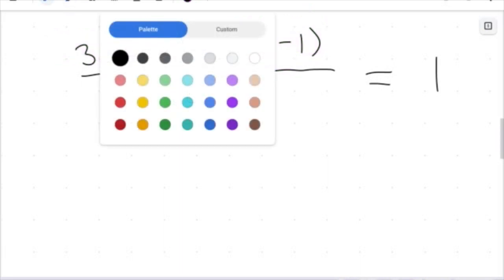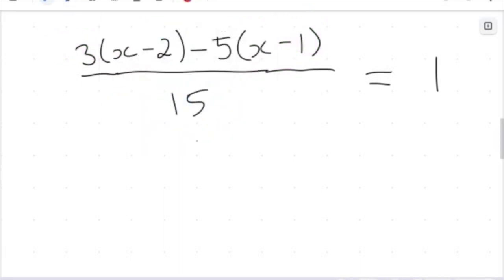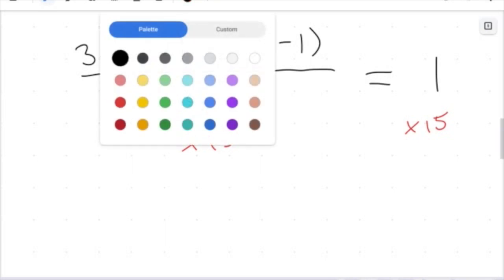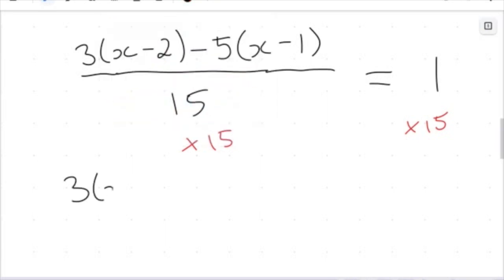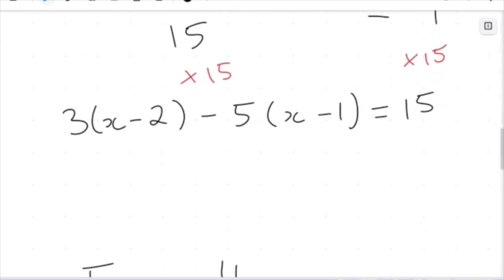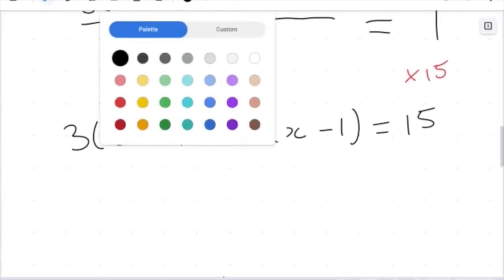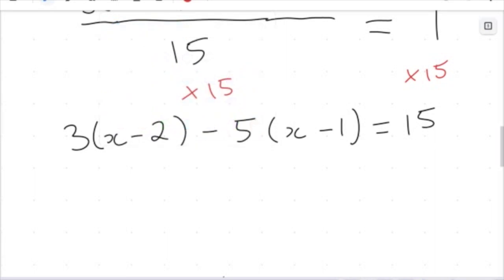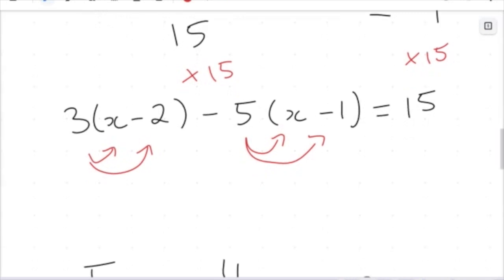So I can do the opposite of dividing by 15. It's the same thing that we've been doing up until now in terms of equations. And I get left with 3 outside of x minus 2 minus 5 outside of x minus 1 equals 15. And here I just want to expand the brackets now. So my 3 is going to interact with both of these terms in the brackets. My 5 is going to do the same.